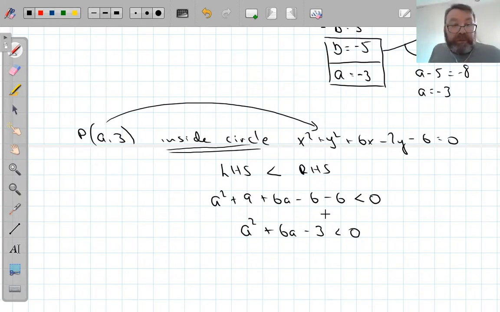Okay, and then it says it wants you to give the answers in that form. Well, we'll do that. And if they ask you for answers in that form, that means that you're going to be using the minus b formula, because we have a quadratic equation.